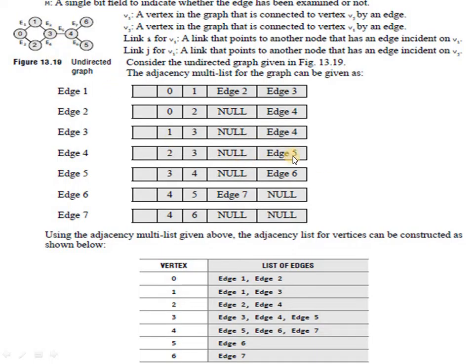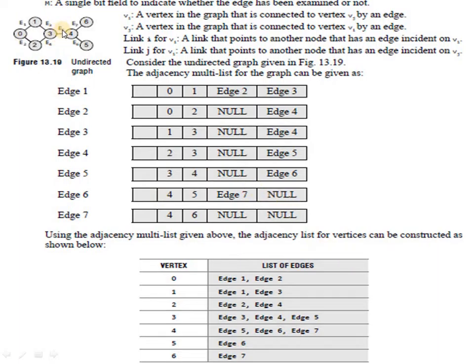So E5. Now to reach E5 we have vertex 3 and vertex 4. So 3 and 4, and we already consider the remaining one, so we move to E6. Now E6: to E6 we have vertex 4 and vertex 5. So 4 and 5. Now next is E7 and after that null.